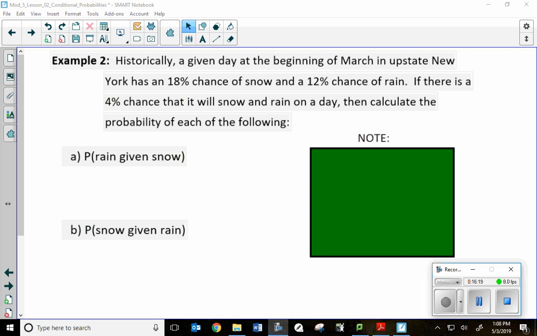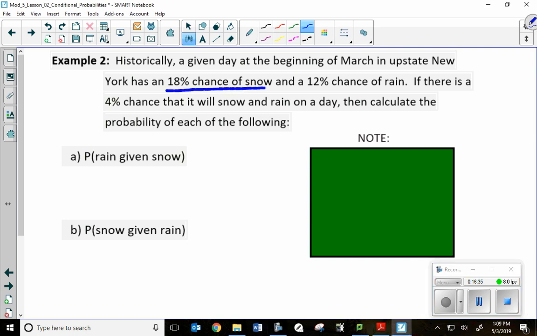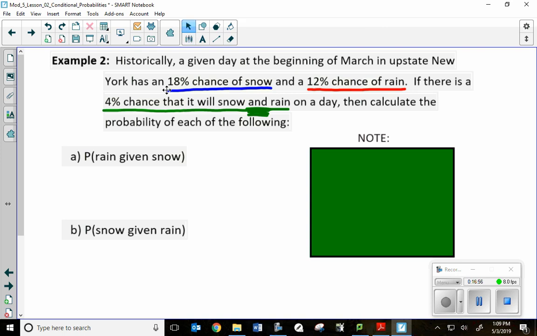Fine, let's do example 2. Historically, a given day at the beginning of March in upstate New York, weather sucks, has an 18% chance of snow. Okay, this seems familiar. Seems like it's going to be important. 18% chance of snow. And it has a 12% chance of rain. If there is a 4% chance that it will snow and rain on a day, then calculate the probability of each of the following. All right. I don't have a table to look at.